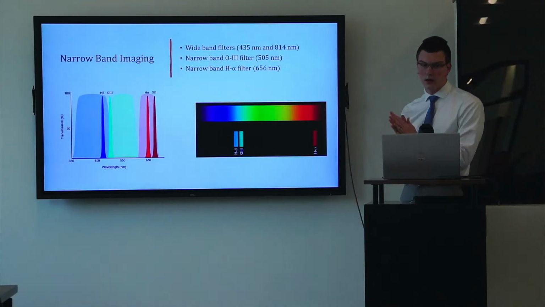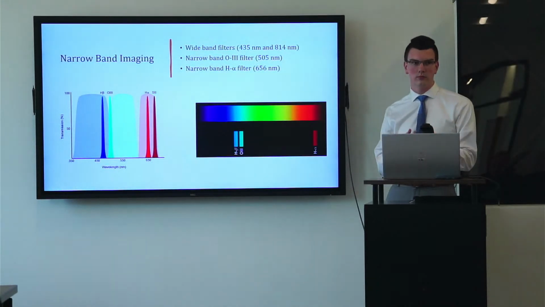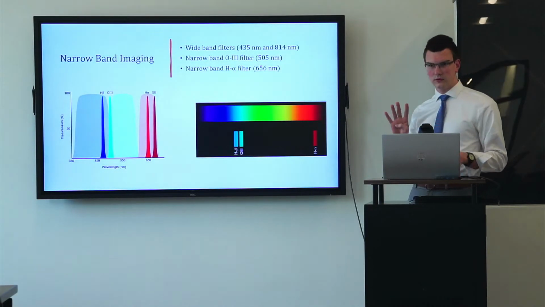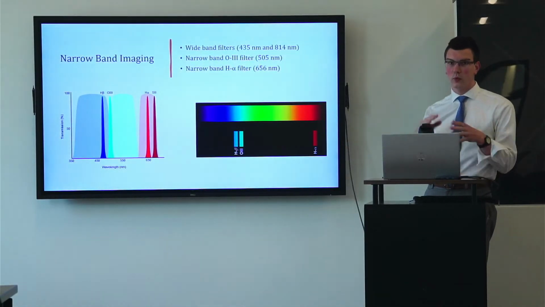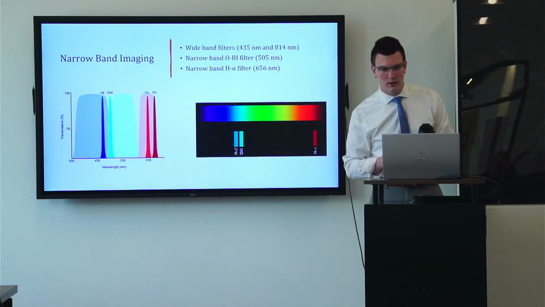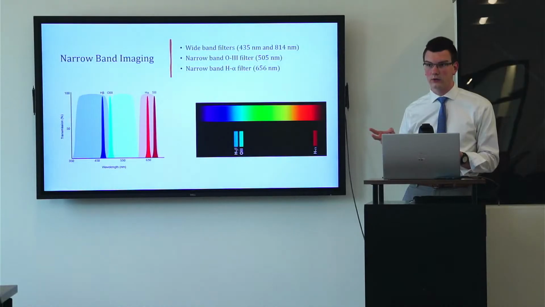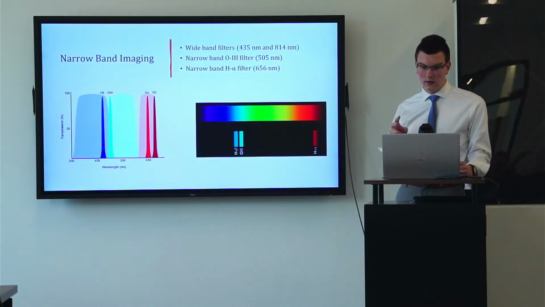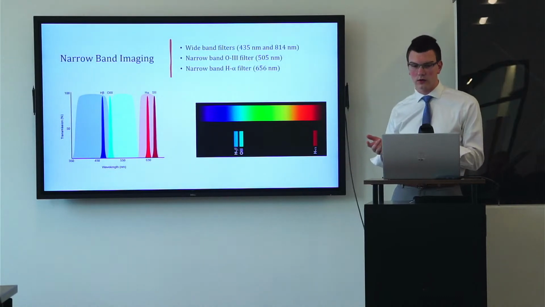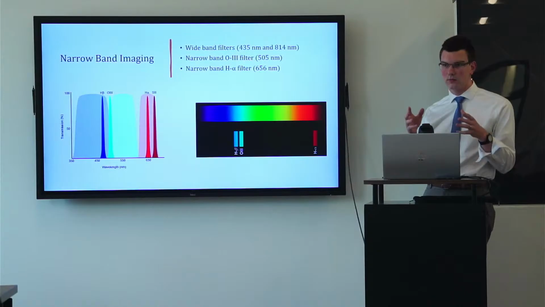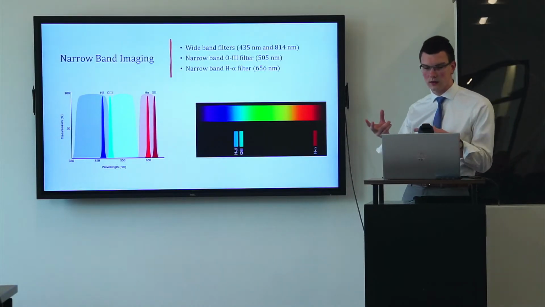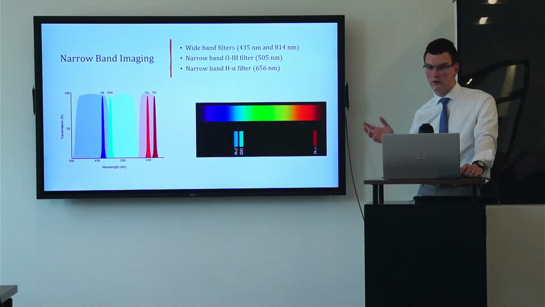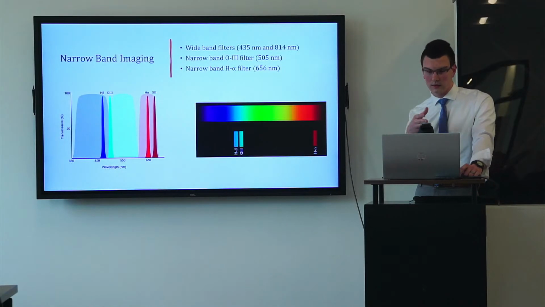Narrowband imaging is a method of collecting light using different filters. The data that I looked at used 4 different filters, 2 wideband and 2 narrowband. A wideband filter collects light over a wide range of wavelengths. The 2 wideband filters that I was looking at were centered at 435 nanometers and at 814 nanometers. The 2 narrowband filters were centered at 505 nanometers, which is the wavelength at which O3 emits light. O3 is doubly ionized oxygen. And 656 nanometers is the wavelength at which H alpha emits light, and that's singly ionized hydrogen.